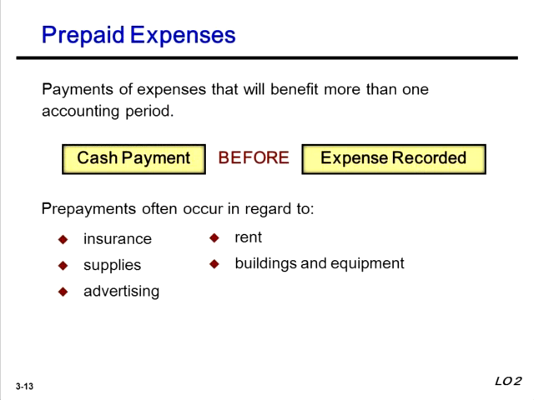So what we said here for prepaid expenses is that we're paying before we receive the benefit. So when the payment is made, what is recorded is an asset. And what we have here is a listing of the types of assets: insurance, supplies, advertising, rent, buildings, and equipment.